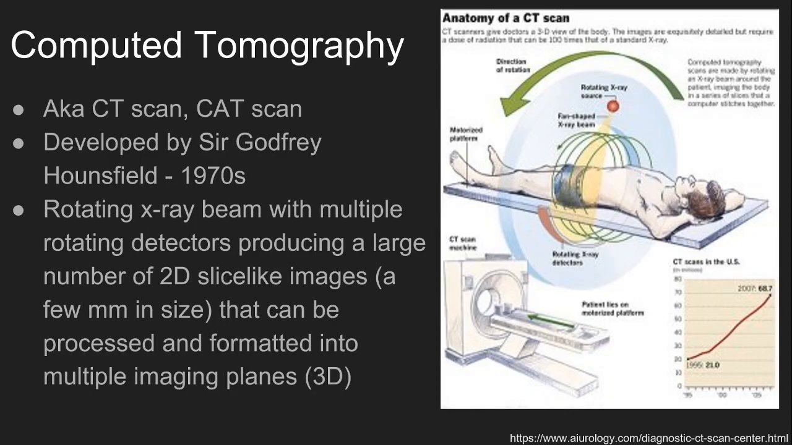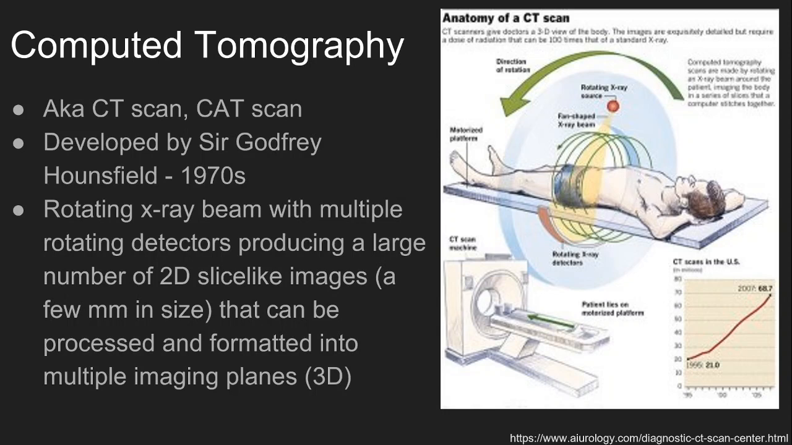The next imaging modality we will discuss is computed tomography, also known as a CT or CAT scan. The CT scan was developed by Sir Godfrey Hounsfield in the early 1970s. The idea behind the CT scan is to collect many 2D slice-like images that can later be processed into 3D images. This is done by rotating an X-ray beam with multiple rotating detectors around the patient.